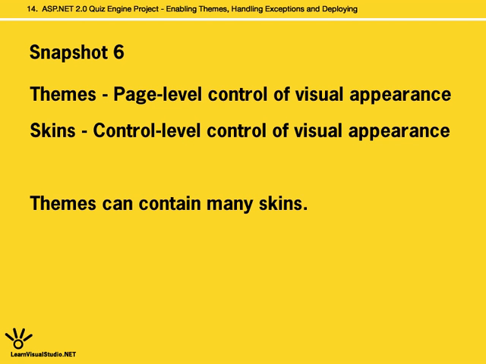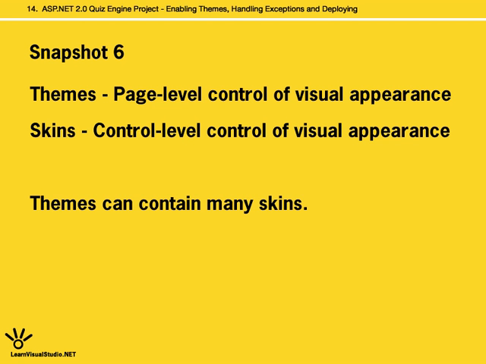In Snapshot 6, we'll look at some of the first steps that I took, and I broke this up into two steps. The first step is just getting the themes set up and working on the pages. And then the second step would be to allow the user to select which themes they want and then save that into their profile information. And that's what we're going to discuss in Snapshot 7 in just a moment.